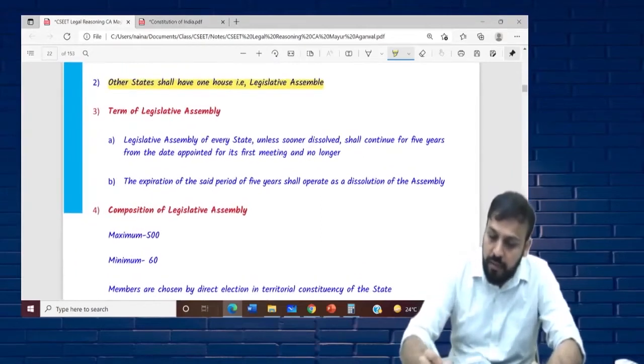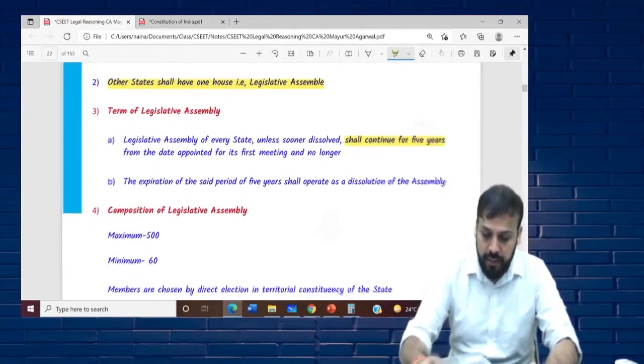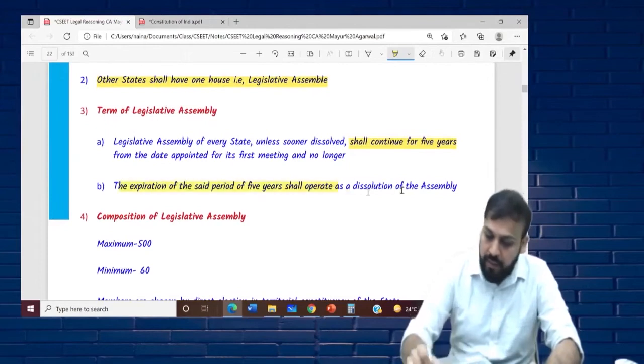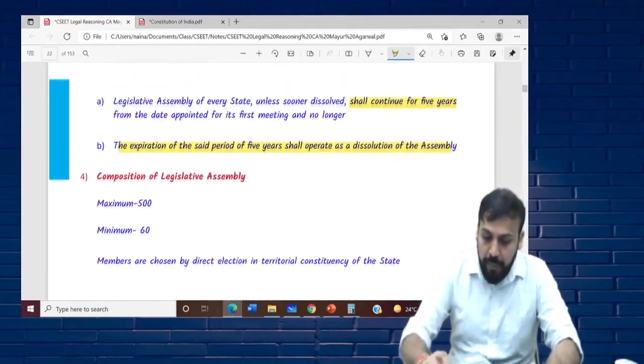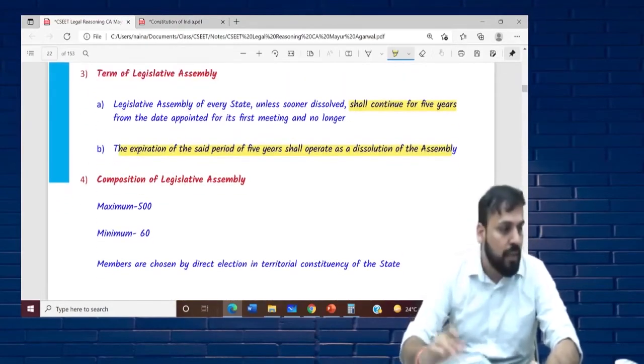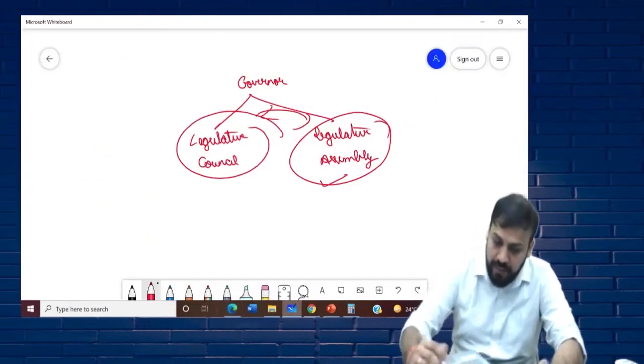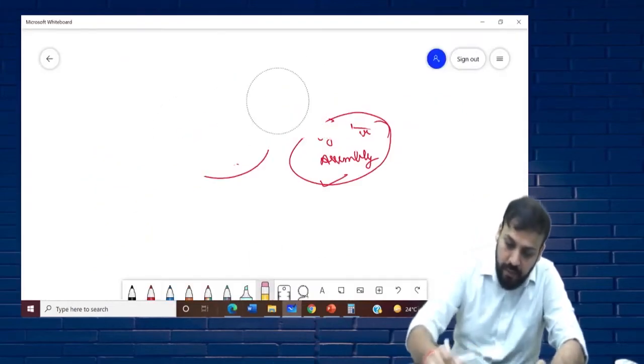So what is the term? For how many years? They will continue for 5 years in every state, and then there is reappointment. How many members are in the legislative assembly and how many in the legislative council? Let us discuss that.